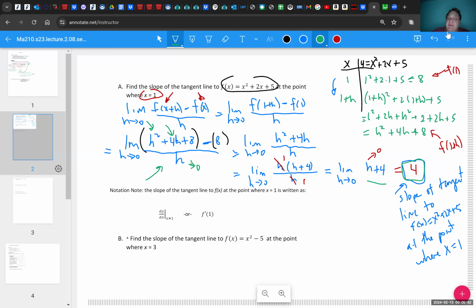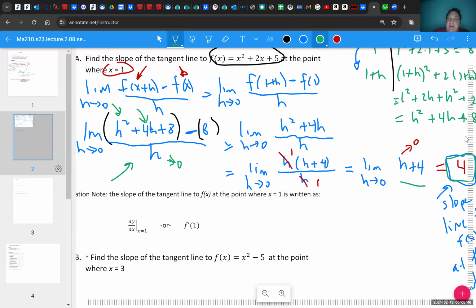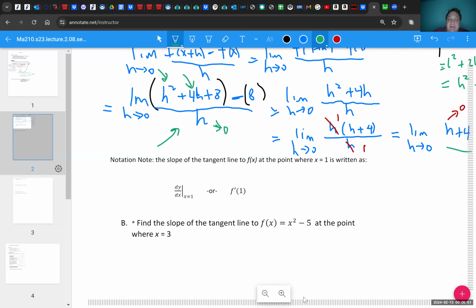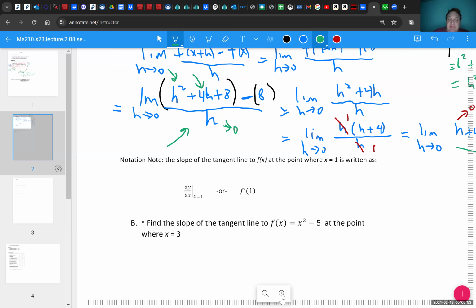All right, some vocabulary, some notation here. So we did find the slope of this tangent line, and there are 2 ways of writing this.